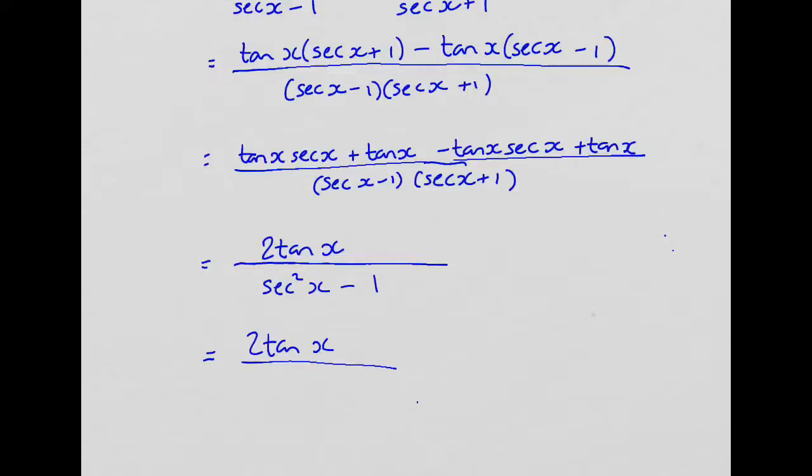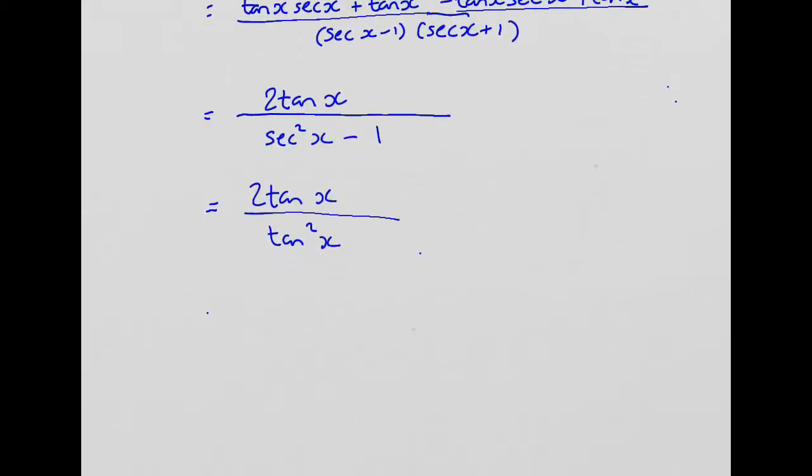and sec squared x minus 1 is tan squared x if you look at your identity chart. So one of the tans at the bottom cancel with the tan at the top, so you end up with 2 over tan x, and then we can bring the tan x up and express it as its reciprocal, which is cot x, and that equals the right-hand side.